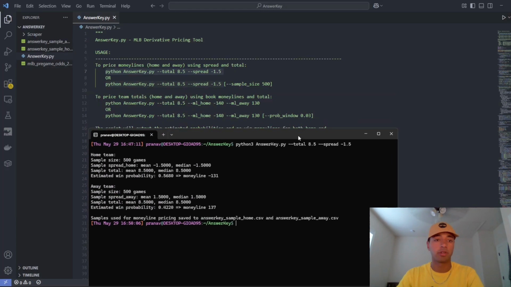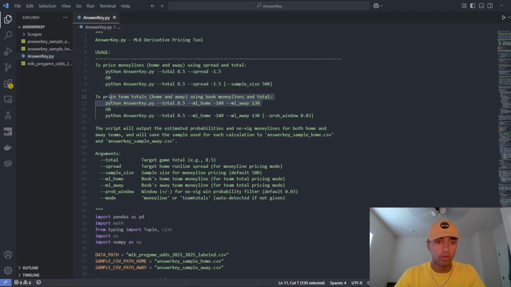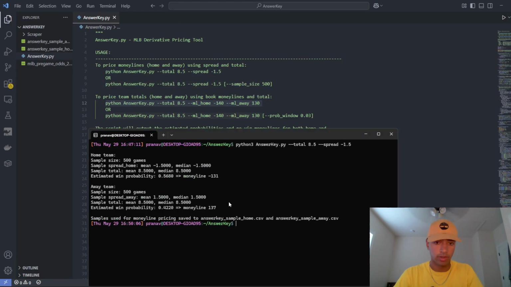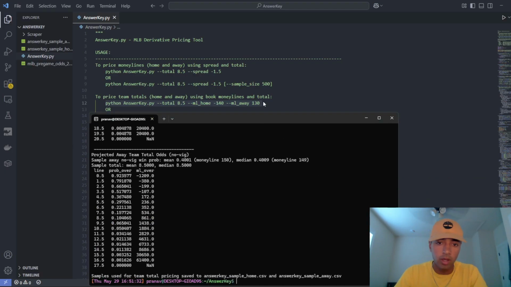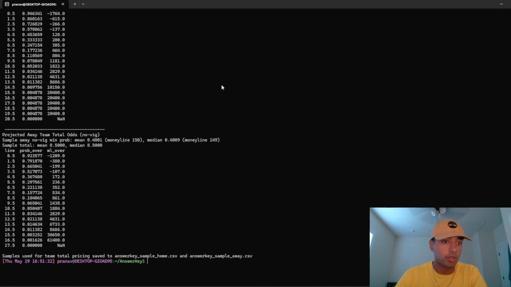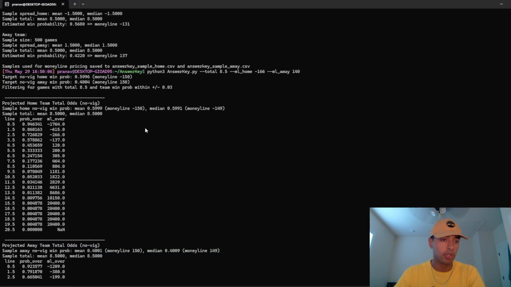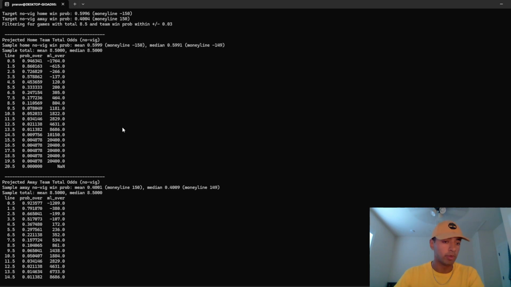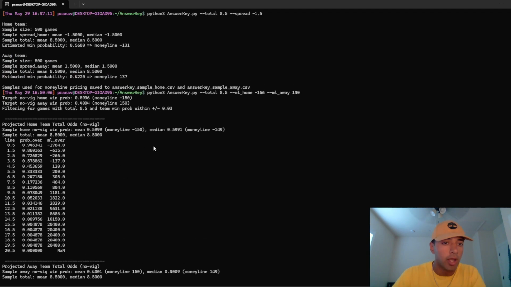Now let's price our team totals for this game. So same thing. We're going to take this command now. And our total is 8.5. Our home team money line is minus 166. Our away team money line is 140. And here we go. Generates us two tables, the team total probabilities for the home team and the probabilities for the away team. And let's see what it did.